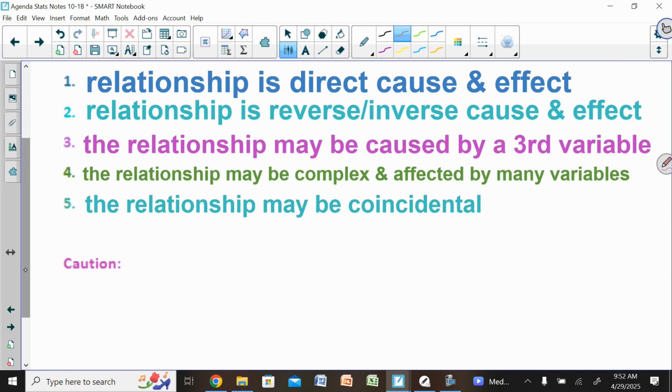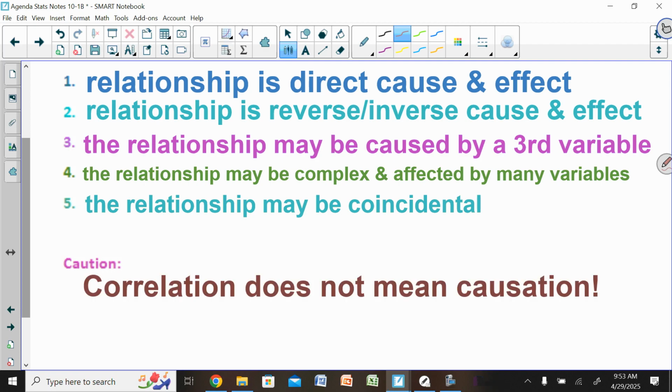Keep in mind, even if we find a significant relationship, we do need to have some reservations before we just jump on board and say, well, that correlation is causation, because there could be other factors. It could be, but it might not be. So my caution statement to you is that correlation does not automatically mean causation. More investigation is necessary. That is it for section 10.1b.